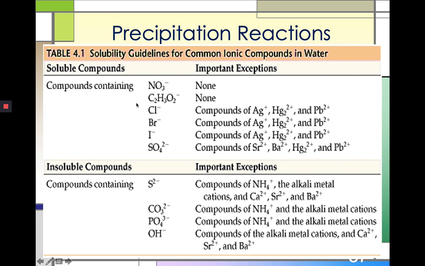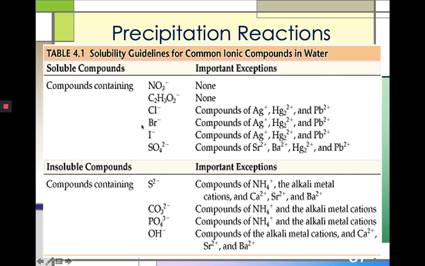So in here we have a list of soluble compounds and their important exceptions. So, for example, for the chloride ion, compounds containing chloride ions are usually soluble except silver chloride, mercury(II) chloride, and lead(II) chloride. All right, so this is how you interpret the table.